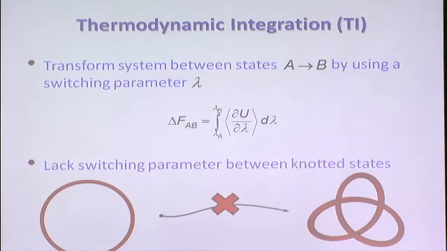The reason why we can't use thermodynamic integration alone without normal mode analysis is simply because you can't cross topological barriers with thermodynamic integration. You can't handle phase transitions and so forth. So we use the normal mode calculation to get us from the unknot, say, to the trefoil.